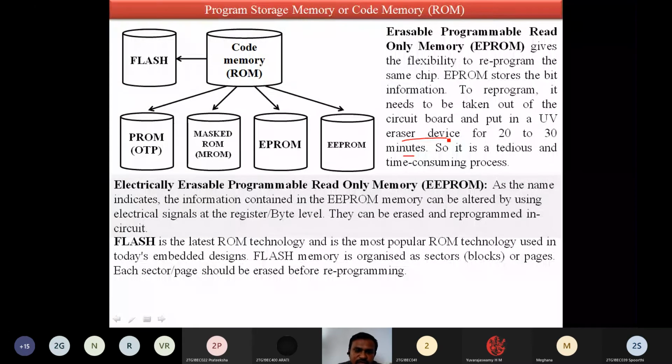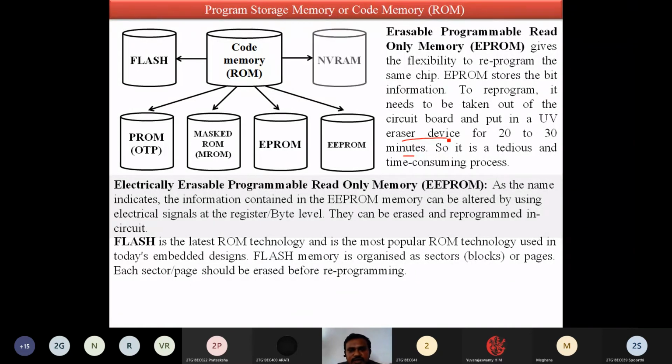Flash memory is organized as sectors or blocks or pages. Each sector or page should be erased before reprogramming. Whatever the flash memory is, it is read-only memory that we can write to, and it is non-volatile. Even if you remove that pen drive, the data in it is kept as it is. There is no loss of data even when there is no power. So that is flash memory.